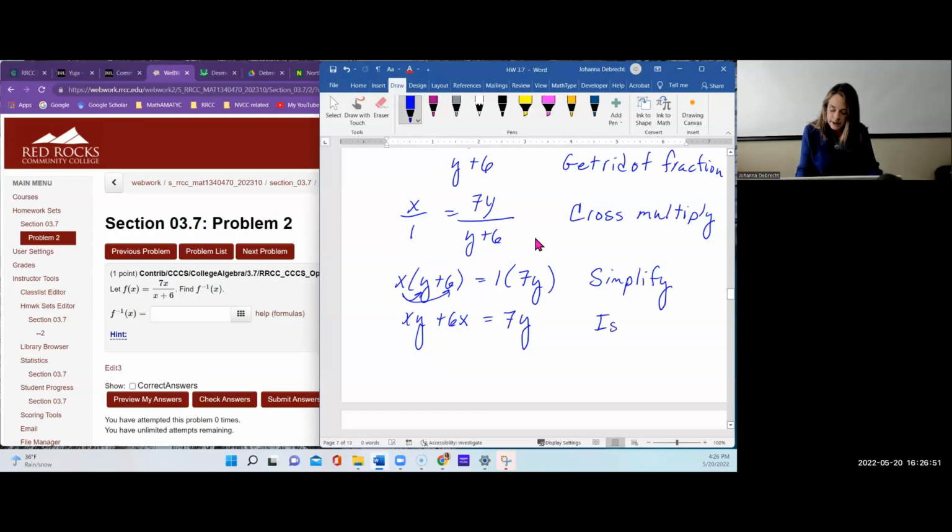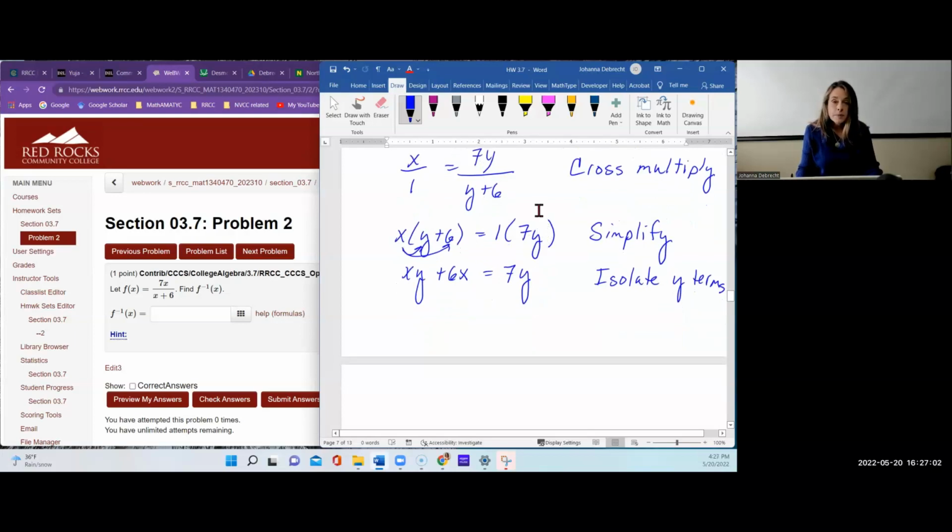Now I need to isolate the y terms. I have one on the left and one on the right. That's not going to work. I need to get them together. I'm going to do that by subtracting the 7y, but it really doesn't matter which one you move.